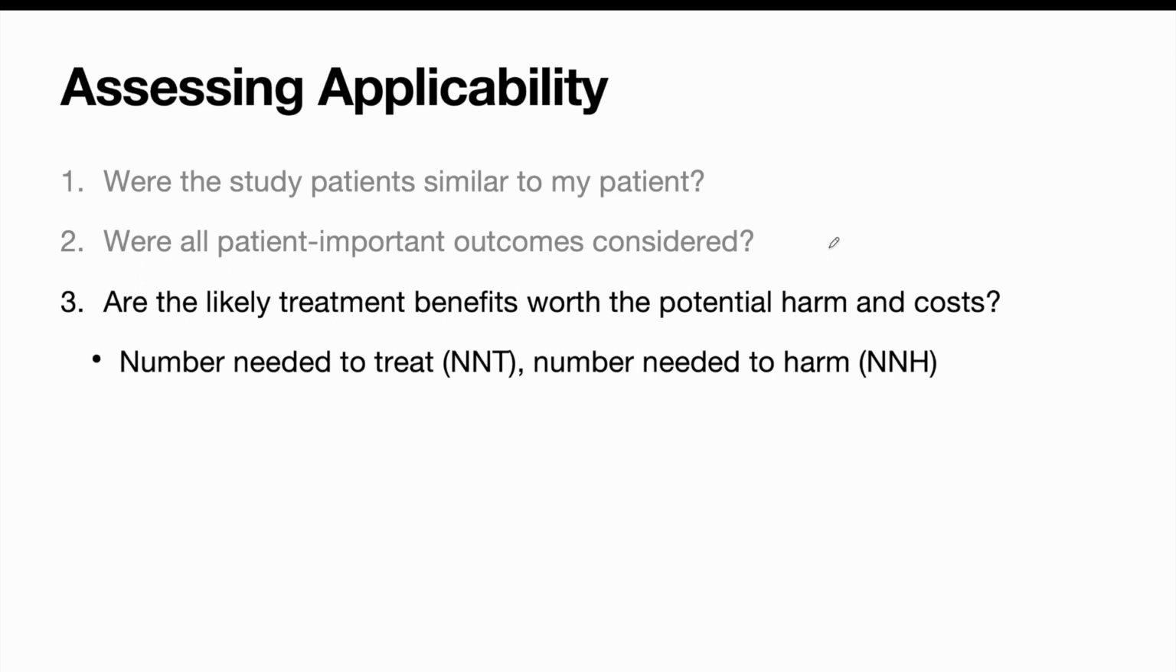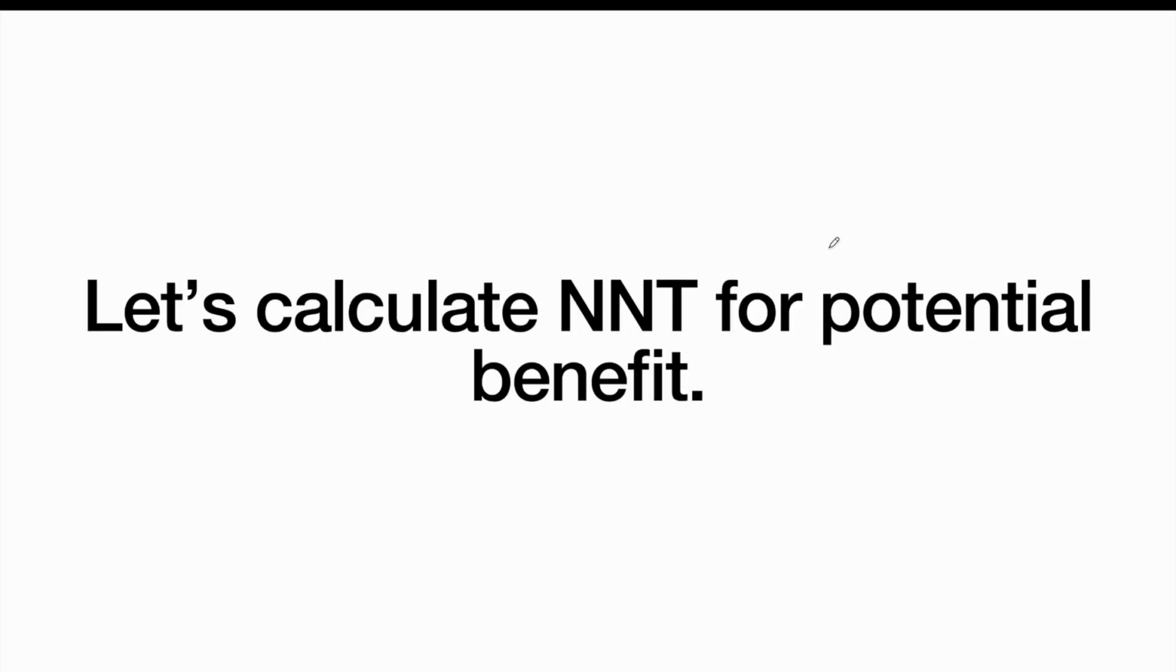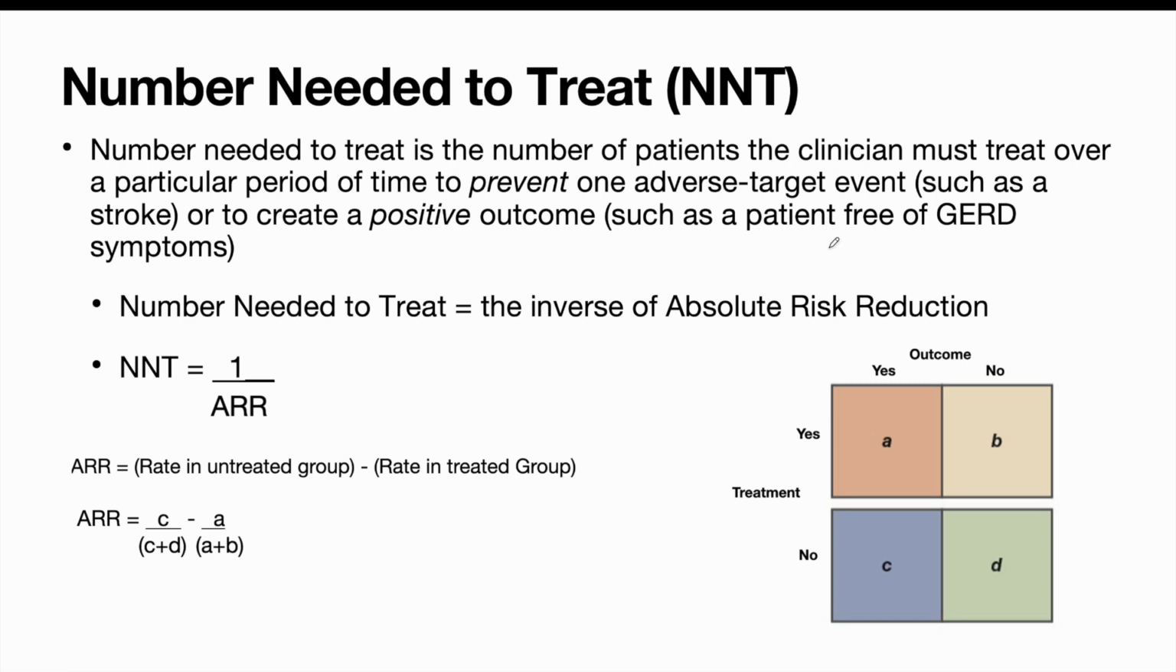And we'll look at the number needed to treat, number needed to harm. So let's calculate number needed to treat for potential benefit. Remember, the number needed to treat is the number of patients the clinician must treat over a particular period of time to prevent one adverse target event or create a positive outcome. The number needed to treat is the inverse of the absolute risk reduction.